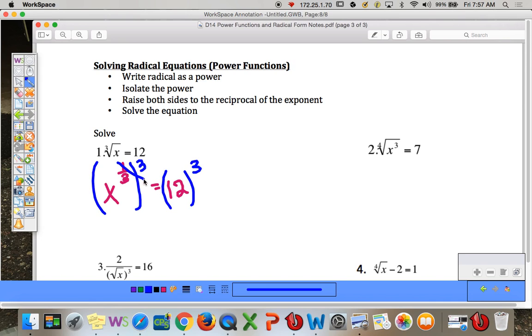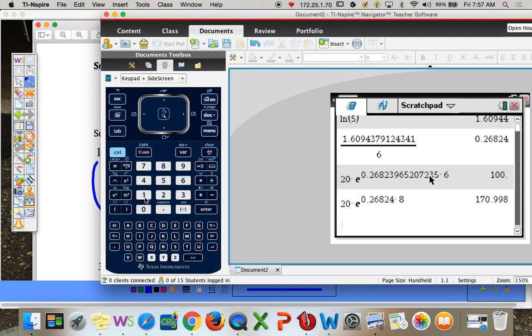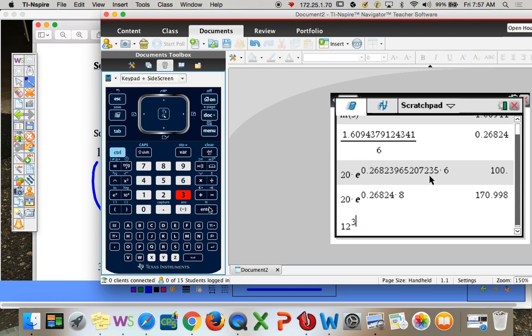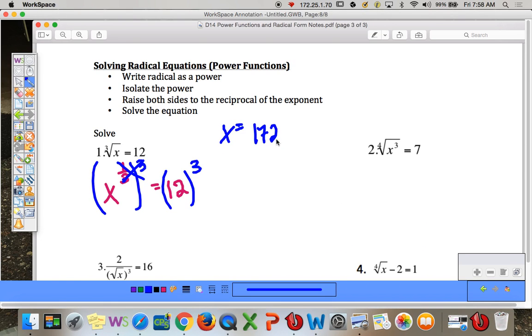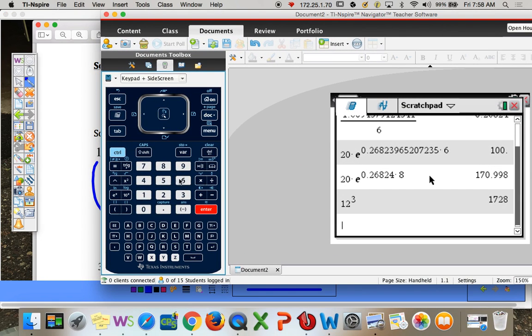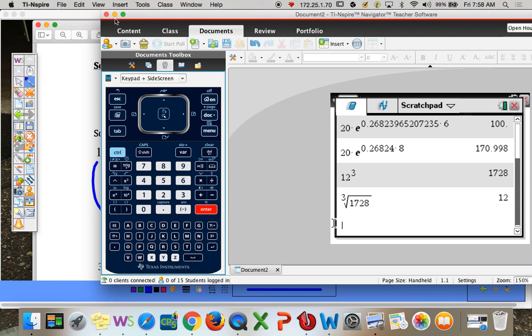And to solve this, again, this would cancel to 1. So we get x equals 12 to the third power, which if I type in my calculator, 12 to the power of 3 is 1728. You can check your answer by doing the cube root of 1728, so let's try that. So here's what we can use, the cube root of 1728, and we'll get 12.